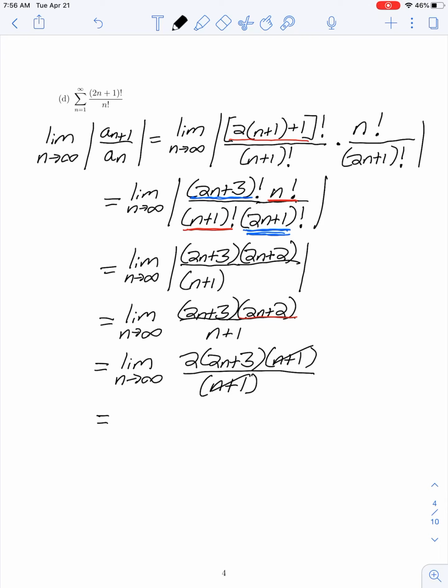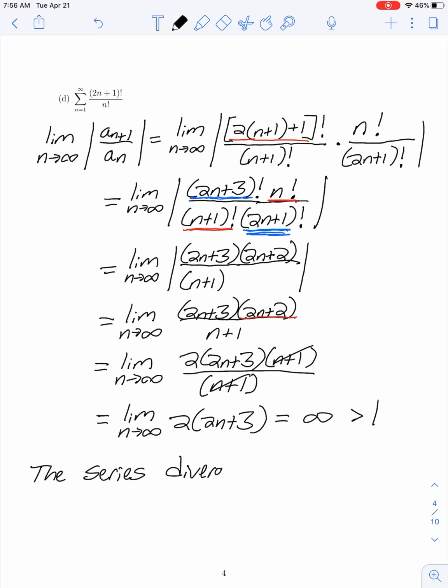We're left with the limit as n approaches infinity of 2 times (2n plus 3). So as n gets large, this quantity grows without bound. We have a limit which does not exist. So here, this limiting value is certainly a value greater than 1. So in this example, we can say the series diverges by the ratio test.